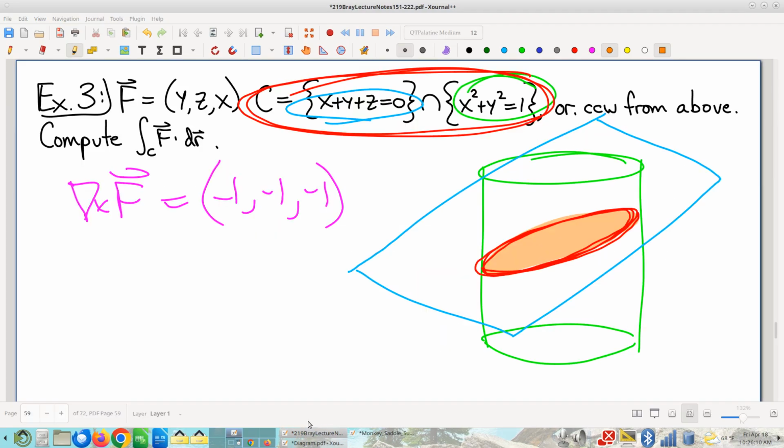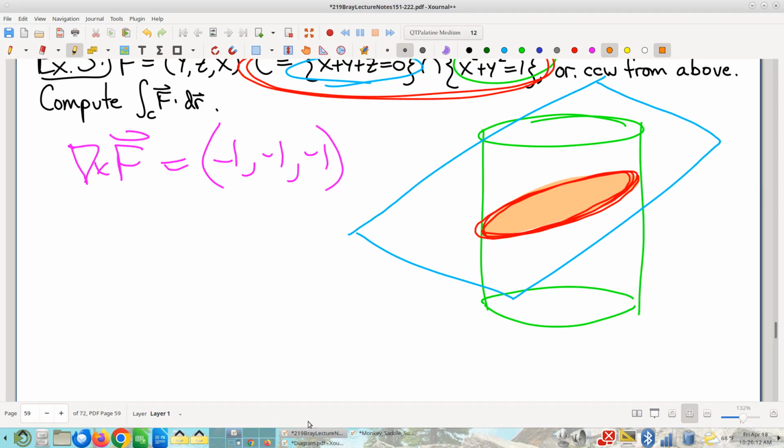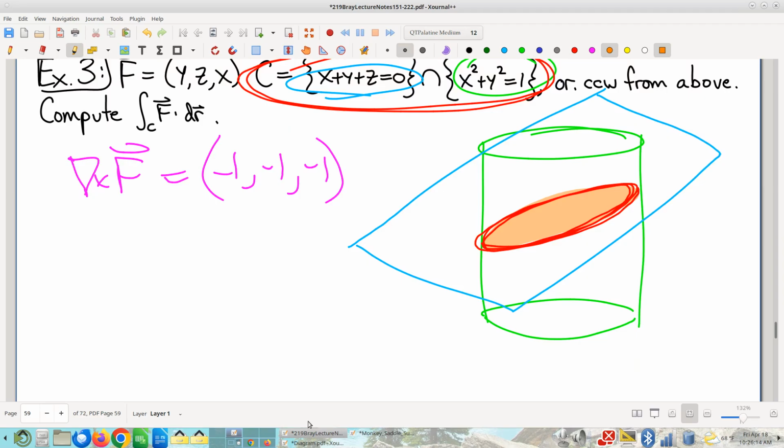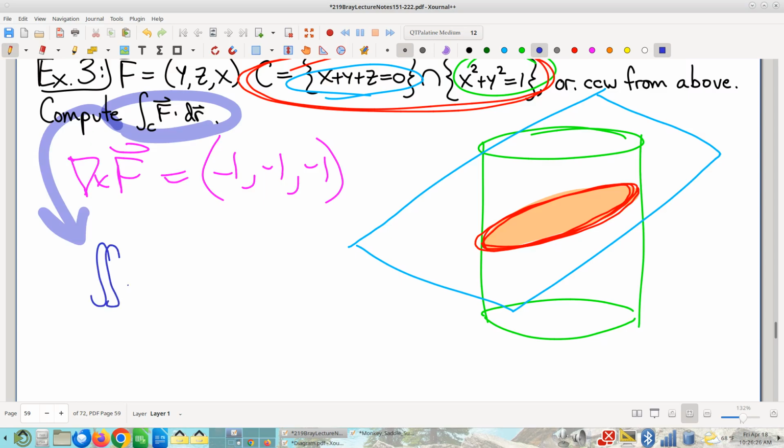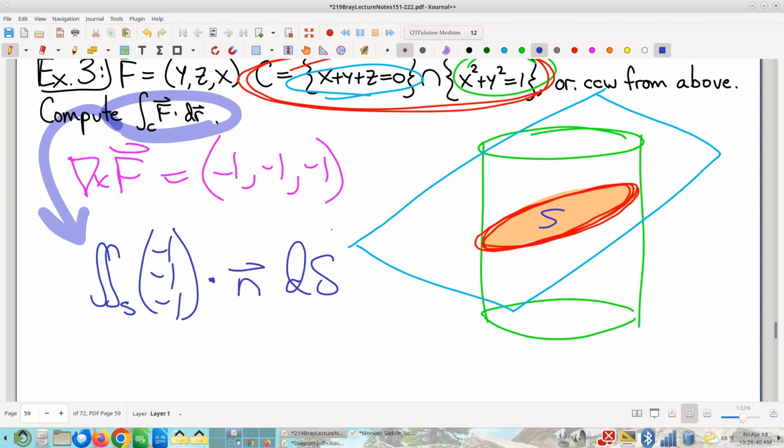Okay, so I think this is about where we left off last time, and so we can rewrite this integral that we're interested in, by Stokes' theorem, as a flux through this surface S of the curl of F dot little n dS, or if you want to say dS vector, also fine, right?